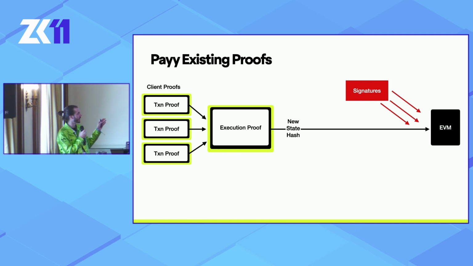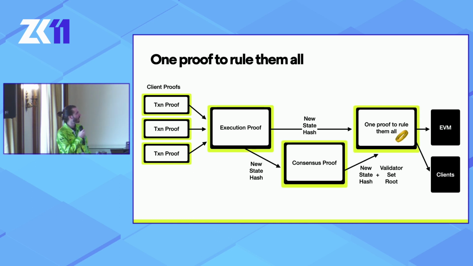So this is how our rollup works today. We have the transaction proofs generated on the client. We have the execution proof, which does the state transition, and then we send that with the signatures to the EVM. So how do we add the consensus proof so we can have one proof to rule them all?